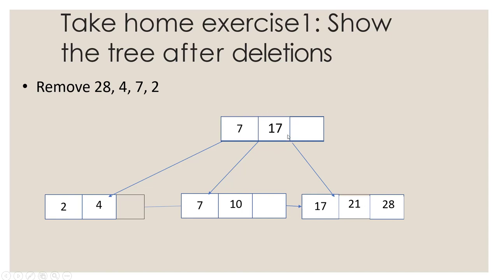Okay, so let's go to the first one, removing 28. 28 is greater than 17, so I follow the pointer. I go to this node. I'm going to delete 28. So after deleting 28, I still have 17 and 21. That's still 2 out of 3, still half full. It's an easy delete.